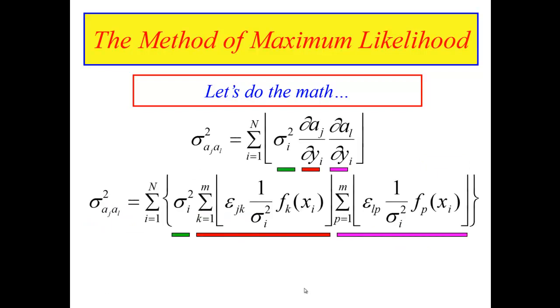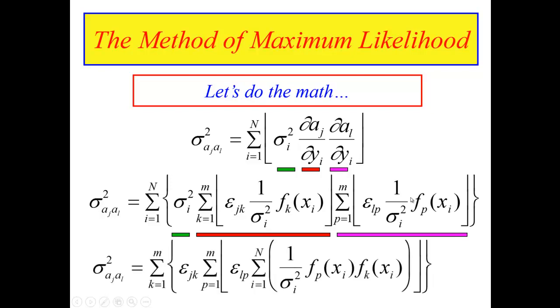And here, we'll just use a little bit of color coding with these bars to show what's going to happen when we calculate the covariance term. Okay, the sigma_i term gets carried over. The derivative of a_j with respect to y_i would be here. A similar term for the derivative of a_l with respect to y_i. And then we can rearrange this expression just a little bit to pull out those epsilons from their individual fits.